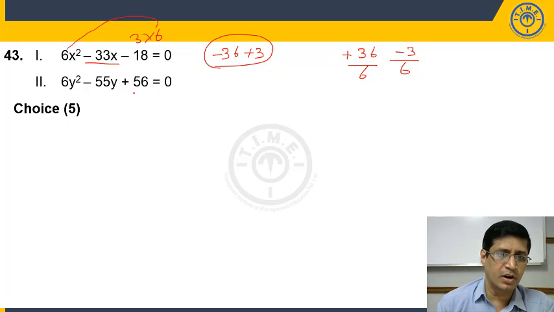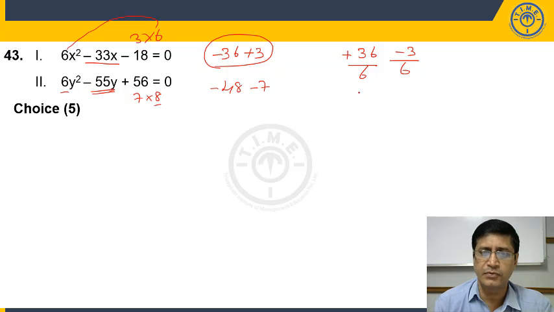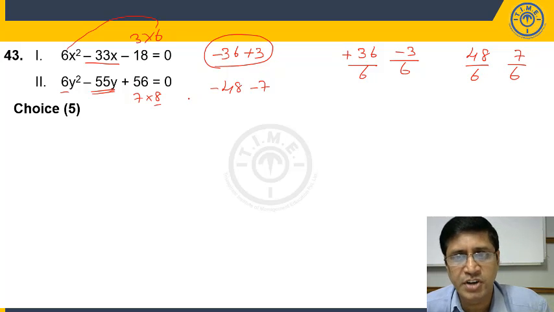What about the second quadratic equation? Here the value is 7 into 8. 7 into 8 means 8 into 6 is equal to 48. 48 and 7. When you add these two, the sum is equal to the middle term, that is 55. So what are the roots? Here minus 48 will become plus 48 and minus 7 will become plus 7 by the coefficient of y square.